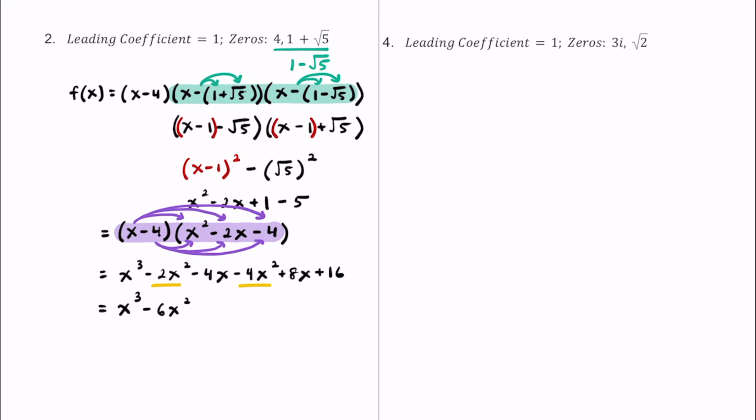And then following that, let's go ahead and combine this negative 4x and positive 8x. That's going to be positive 4x. And then finally, we have a 16 at the end that didn't combine with anything. So finally, we have a polynomial written in standard form where all the degrees are decreasing as well. So we have f of x is equal to x to the third power minus 6x to the second power plus 4x plus 16. And this would be our polynomial written in standard form.